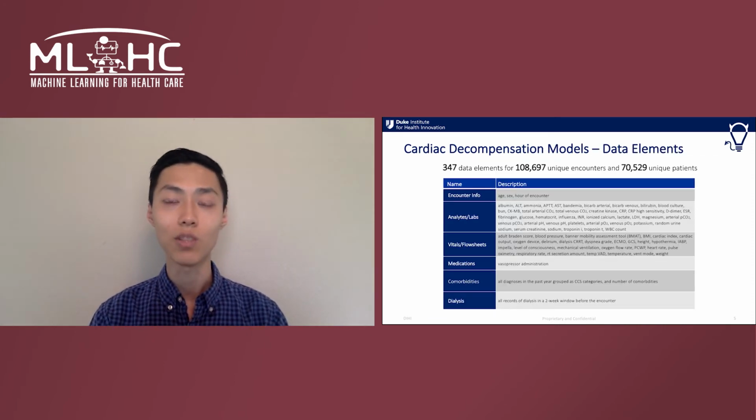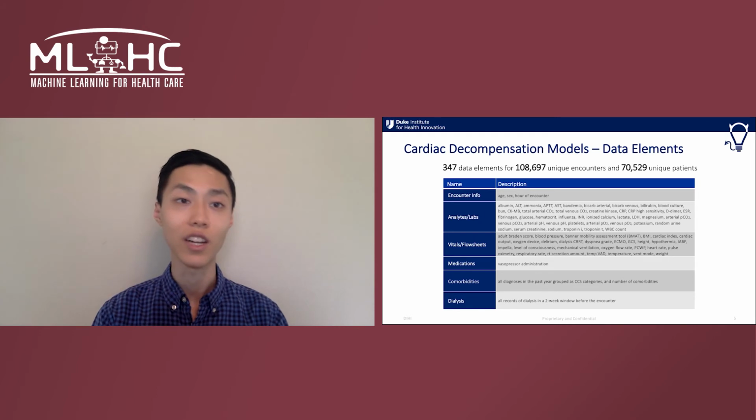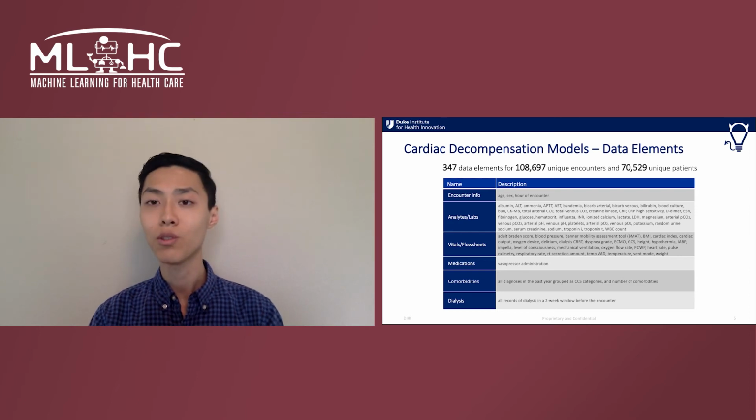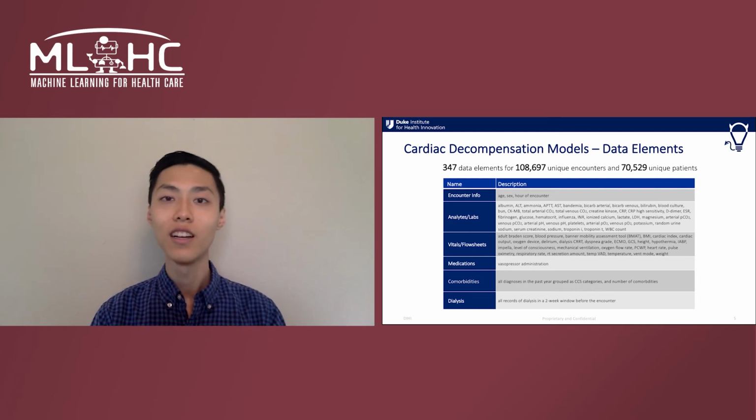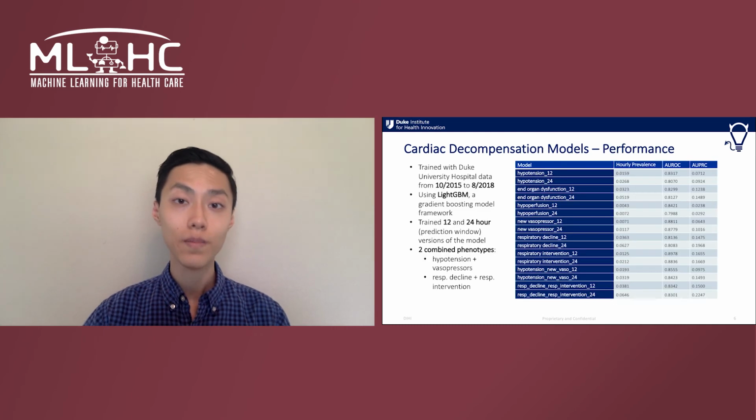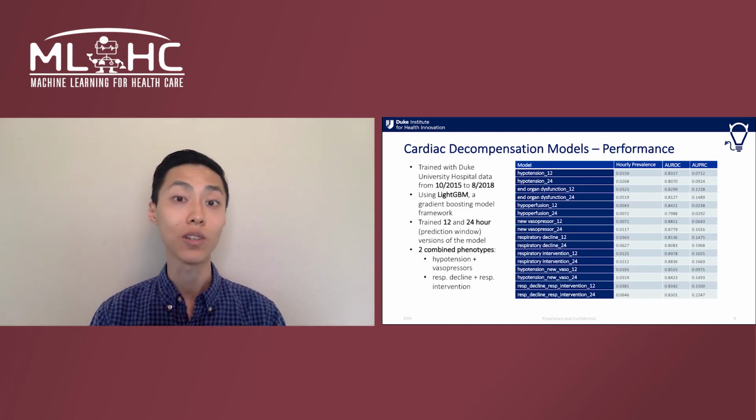Our modeling dataset was constructed using 347 data elements from 100,000 encounters and 70,000 patients at Duke Hospital. We included basic patient demographics, analytes, vitals, vasopressor administration, and comorbidities grouped as CCS classes. This data includes a mix of hourly time-aware data, such as analytes and vitals, as well as time-unaware data, such as age and comorbidities. The models were trained using data from October 2015 to August 2018.